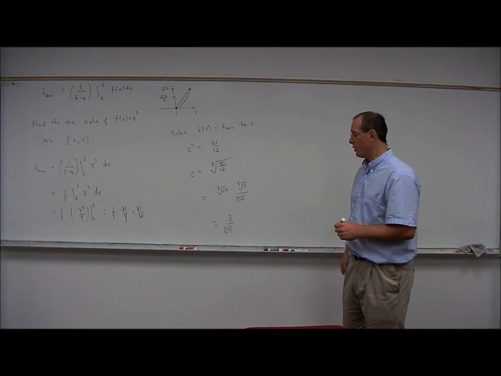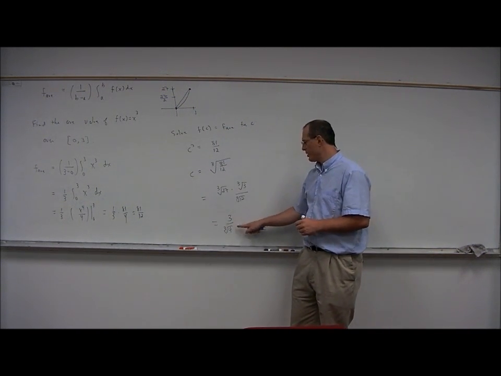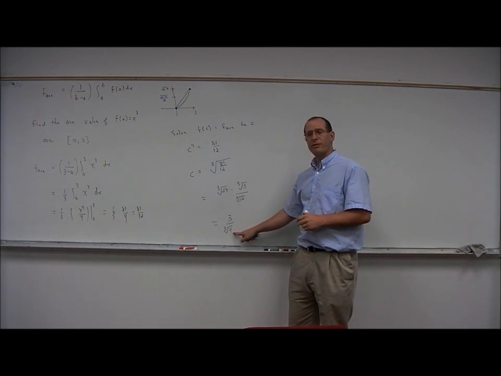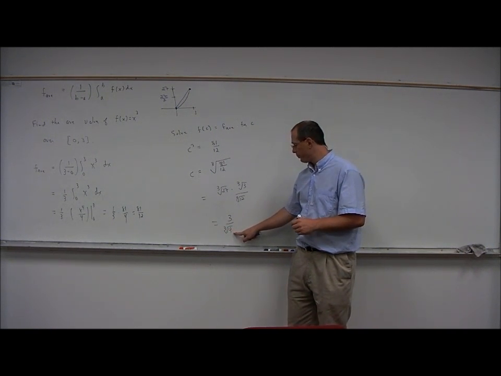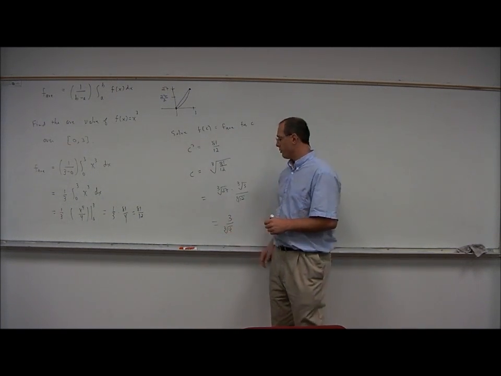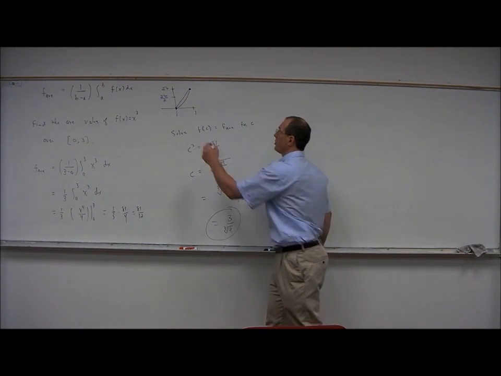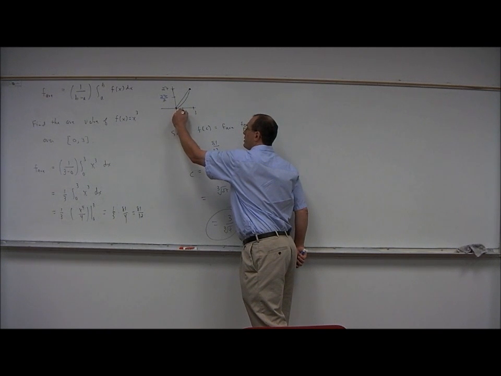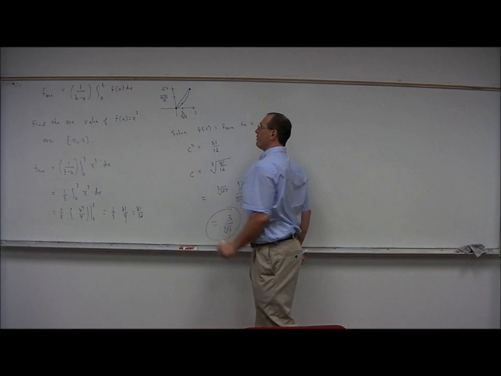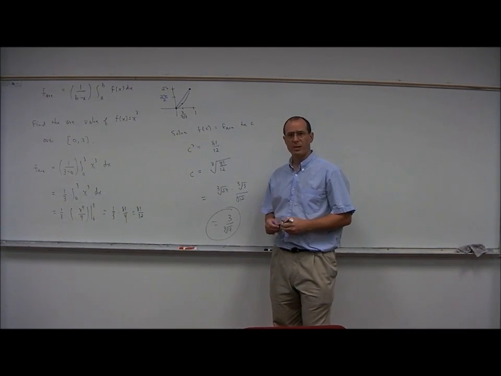That's our c value, and that is between 0 and 3. It's clearly positive, and since the cube root of 4 is greater than 1, 3 divided by that is less than 3. So there's our c value. Somewhere in here is the number 3 over the cube root of 4, and at that value, the height of the function is 81 over 12.